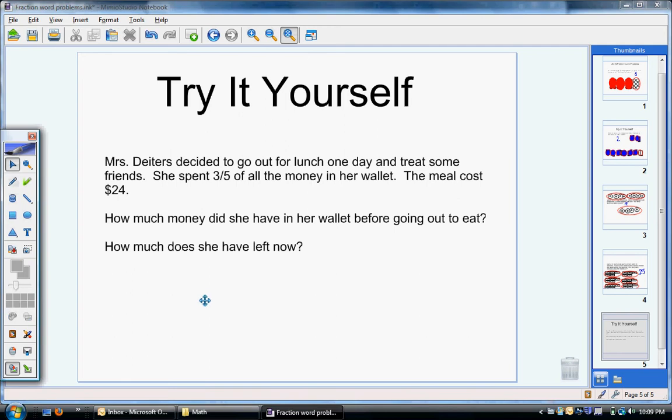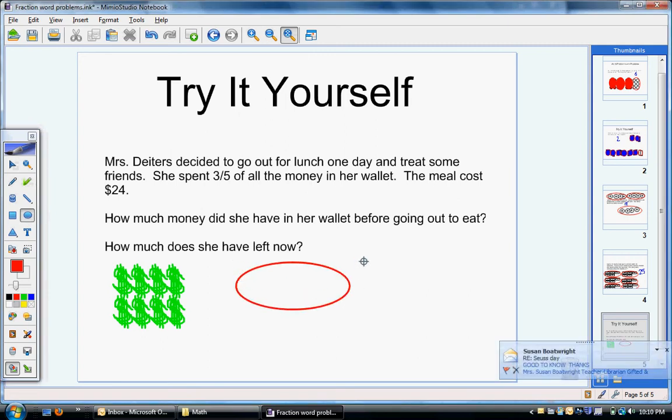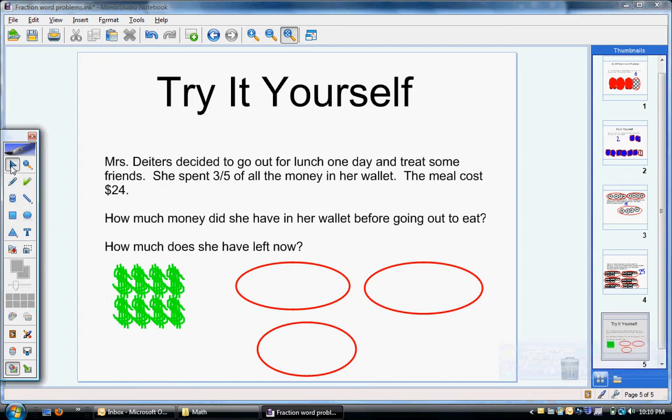Okay, let's go ahead and try this one together. I already have her dollar signs drawn. Now, I have to understand what this 3/5 is telling me. It means that she has spent 3 groups out of 5. So I'm going to go ahead and start by drawing her 3 groups that she has already spent. Now I'm going to take the $24 that she spent and share it in those 3 groups.